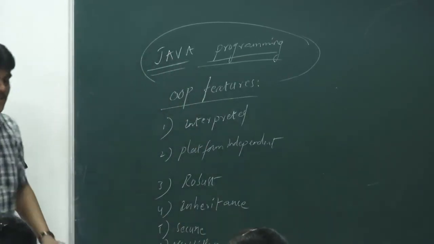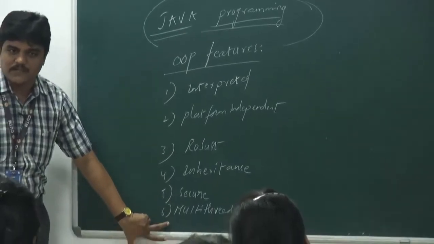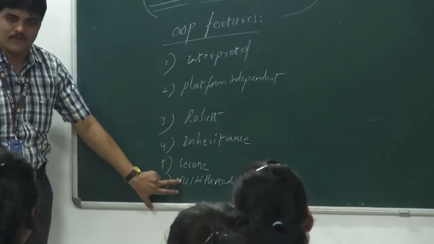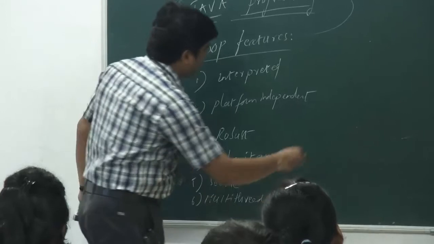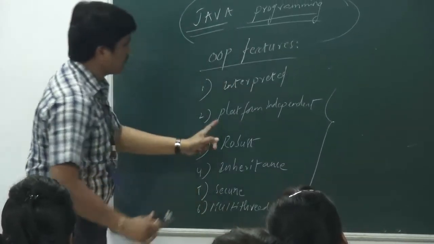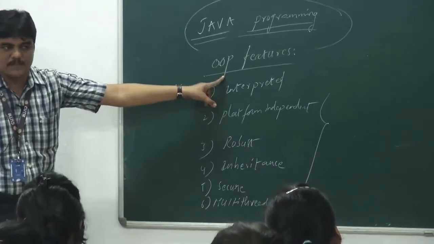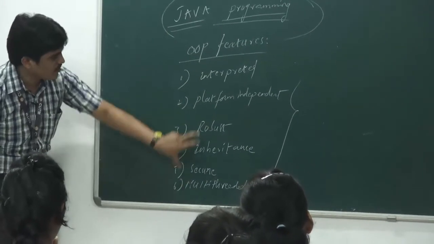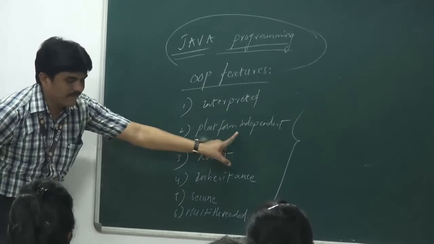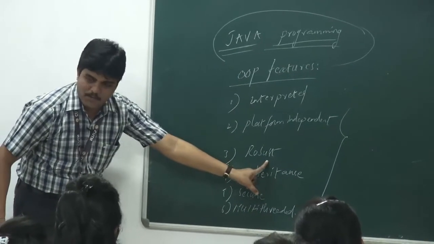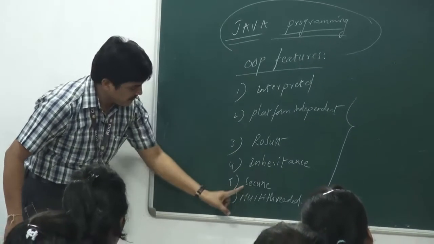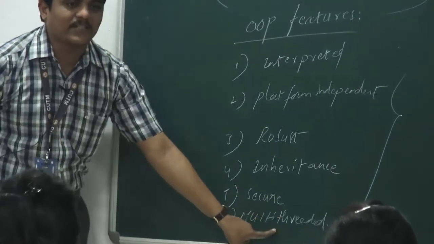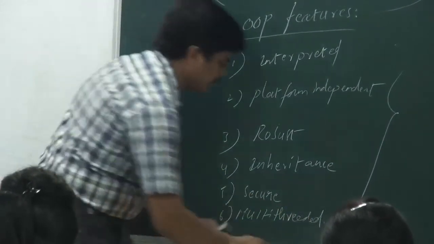Now the next one: what are the object oriented programming features? I am just writing here only the major features of object oriented programming, since we have a number of features. The following are the features: the first is interpreted, second is platform independent, third is robust, next is inheritance, next is secure, and the last one is multi-threading.